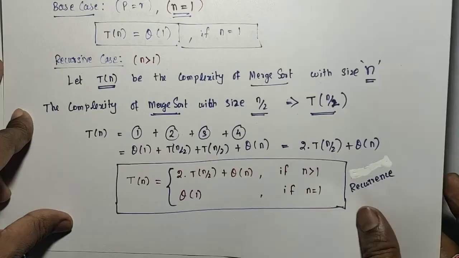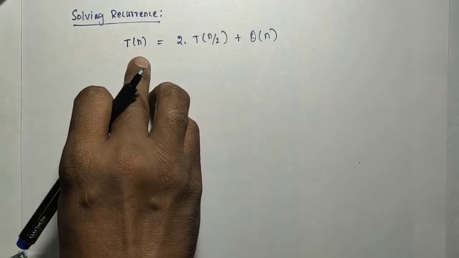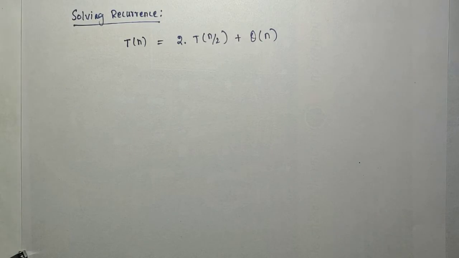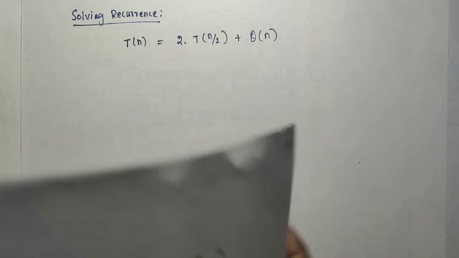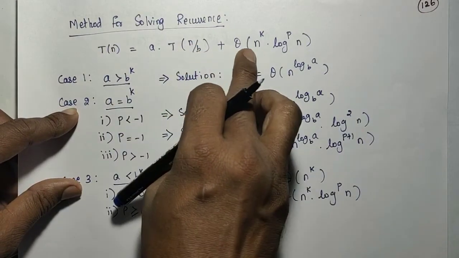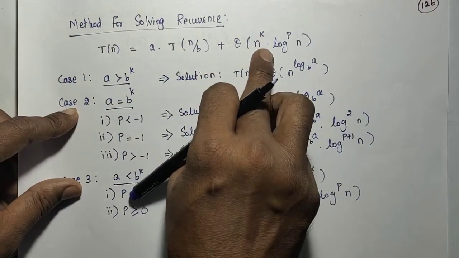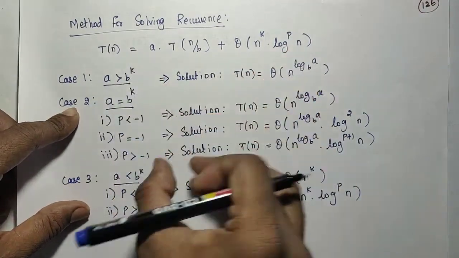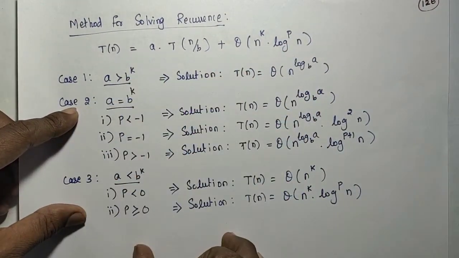So now we'll start discussing how to solve this recurrence. Here, that method we already discussed: a into T of n by b plus theta of n power k into log n power p. In that format the recurrence is there. These are the 3 cases to obtain the solution.